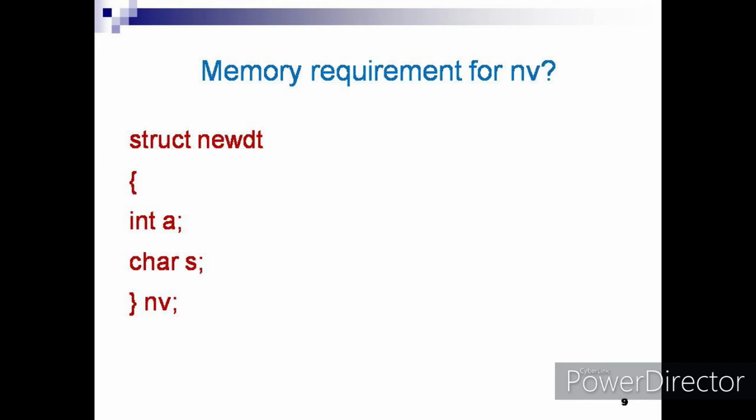Next, we are going to discuss how much memory will be required for the variable nv. We know a variable will need 2 bytes and the s variable, which is a character variable, will need 1 byte of space. So what will be the memory requirement for variable nv? nv will simply need 2 bytes plus 1 byte equal to 3 bytes of space. That means the sum of the memory space requirements of its members will be the memory requirement of the structure variable.